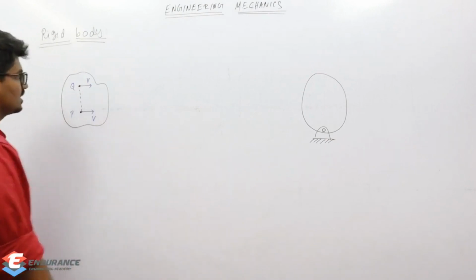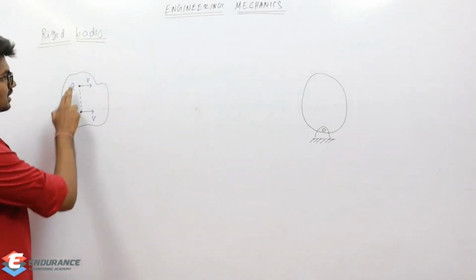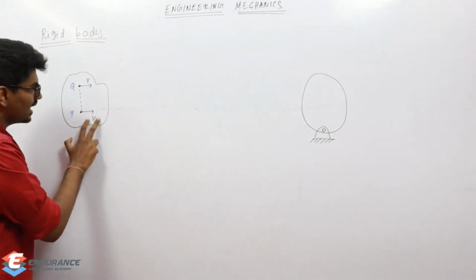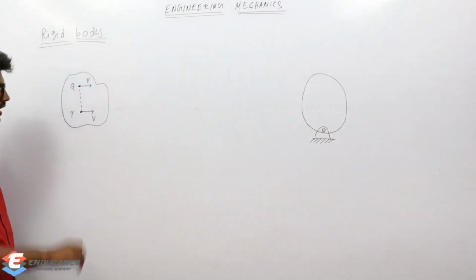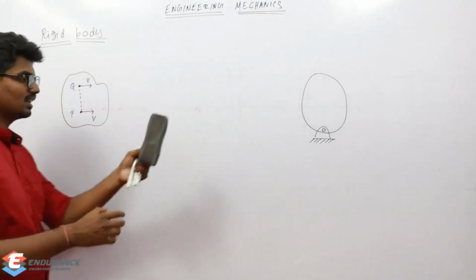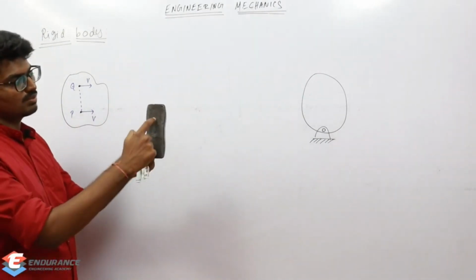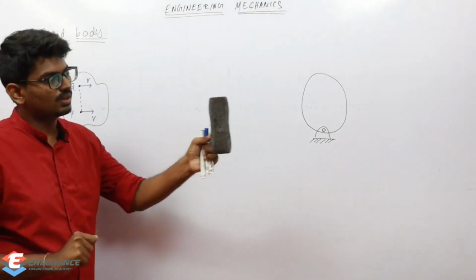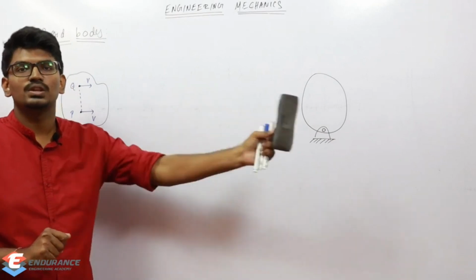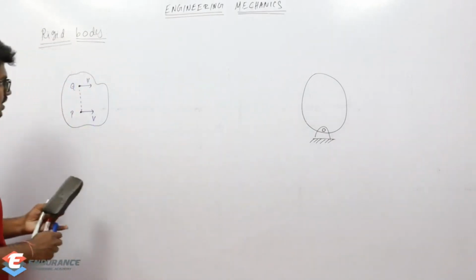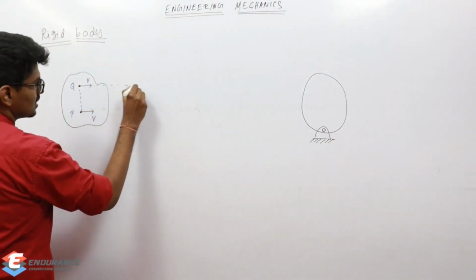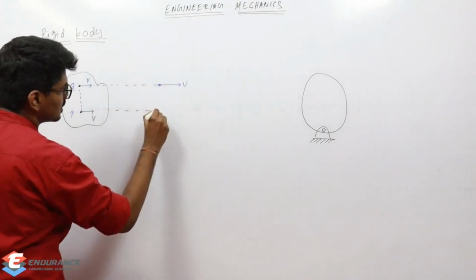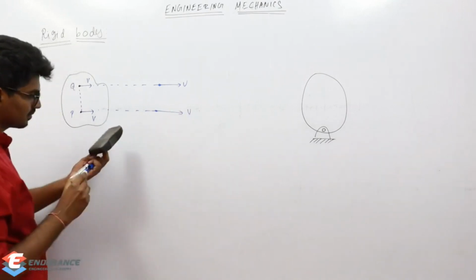The first example I am taking here is a body with 2 points, and both these 2 points are subjected to the same velocity v. There is a body and let us imagine like this, 2 points are there and both the points are subjected to the same velocity. So obviously what will happen? The body is going to just translate with the same velocity v.